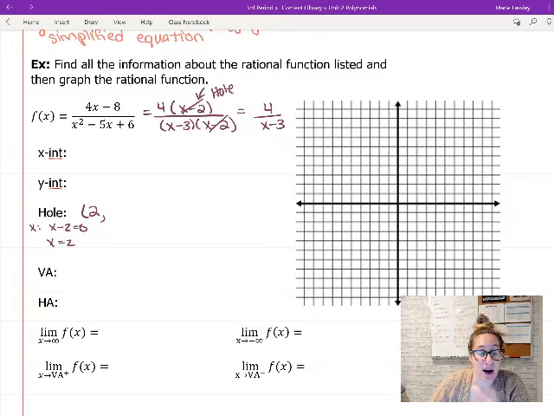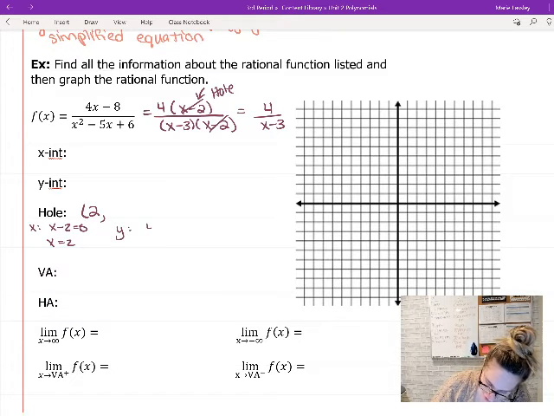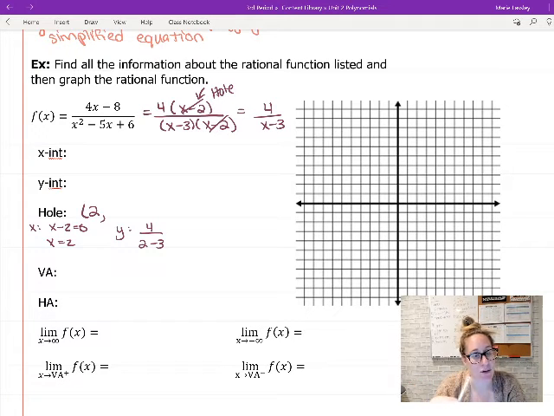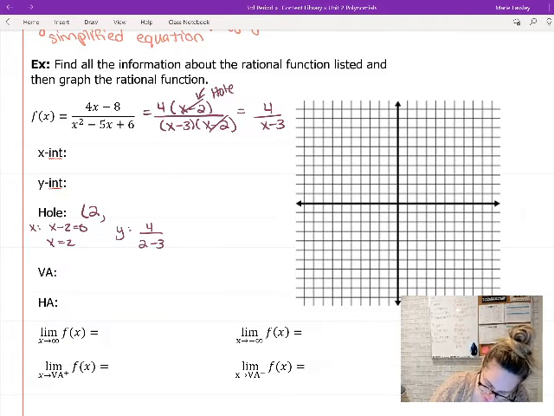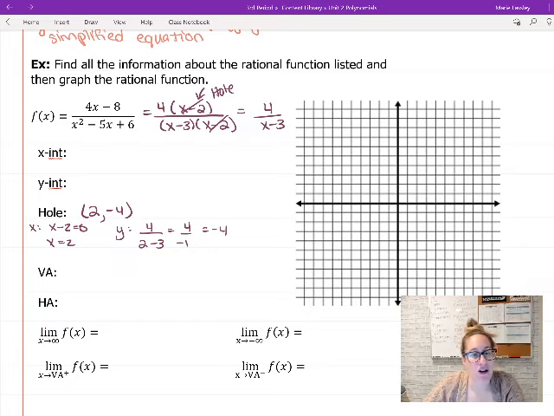All right, so now I need to find the y value for my hole, and I'm going to get that by taking my x value and plugging it into that simplified equation. So for the y value, I'm just going to do 4 over 2 minus 3, because my x value was 2. So I'm just plugging the 2 in for x, and now I'm going to simplify. So 4 over 2 minus 3 equals 4 over negative 1, which is negative 4. So the y value for my hole is negative 4.